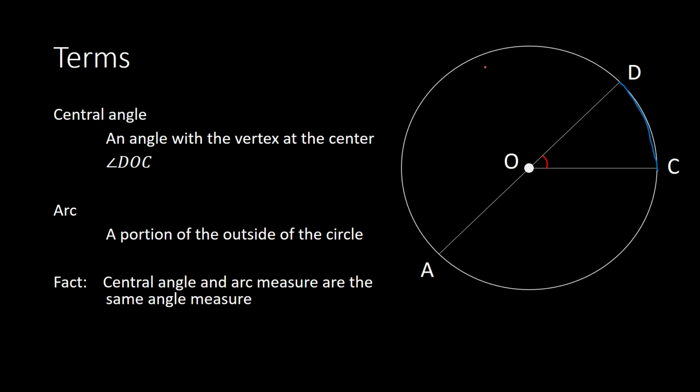And there is a relationship between the central angle and the arc measure. The relationship is that the central angle and the arc measure will be the same. So if the measure of angle DOC were, let's say, 40 degrees, then the measure of arc DC would also be 40 degrees.